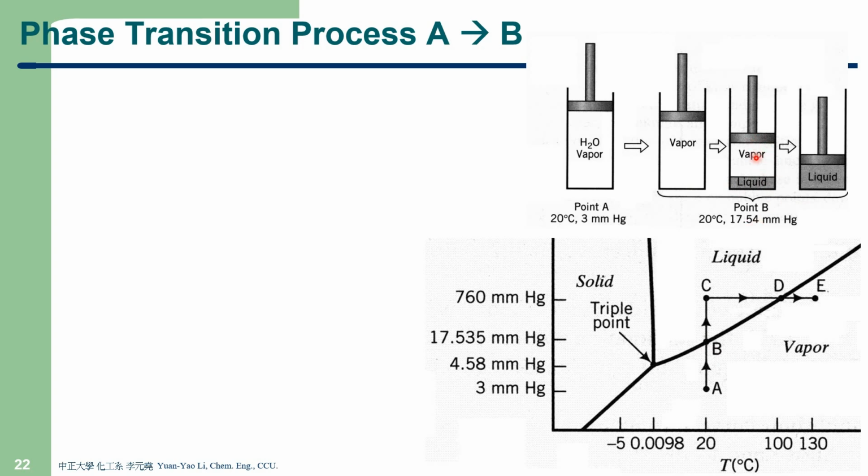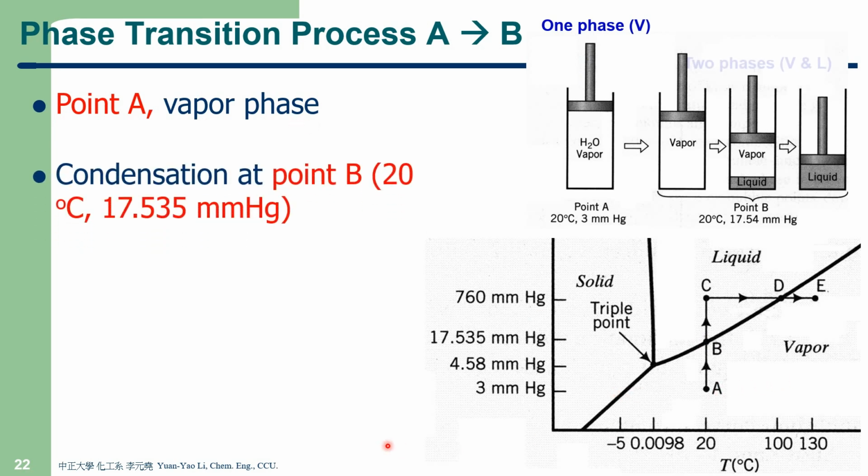And you keep on moving until the last vapor molecule is gone from this system. It's still at point B. So point A is a vapor phase, right? And then you keep on moving, condensing at point B. So it's 20 Celsius, 17.535 millimeters of mercury. This is one phase, which is vapor only. This condition has two phases, which are vapor and liquid. Okay, this is point B.